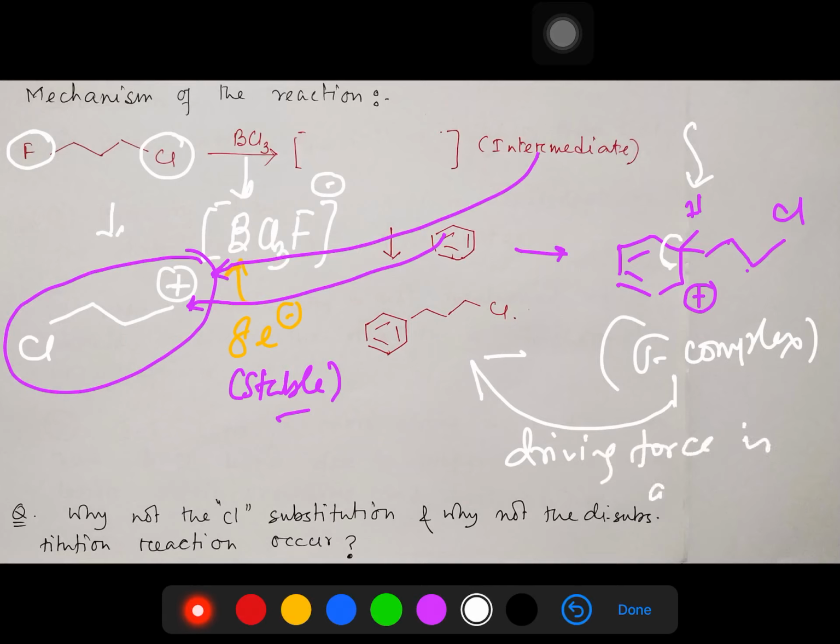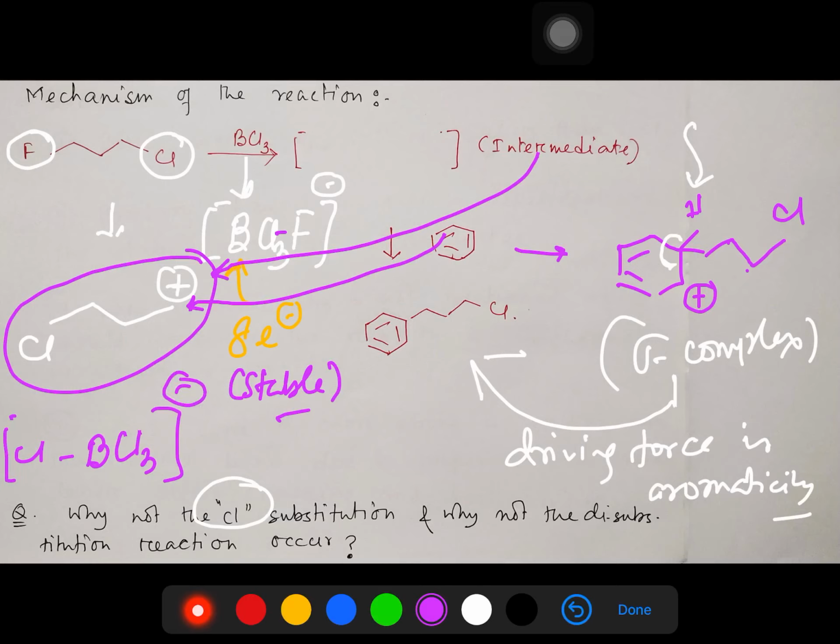Okay, now a question is, why not the Cl substitution? See, if the Cl was substituted, then here we would have gotten BCl3 and Cl, and in this case there is a fluorine. So what is the difference? See, this boron fluorine bond is more stable. Why? This fluorine has 3 lone pairs of electrons and boron has a vacant orbital, so it can delocalize.